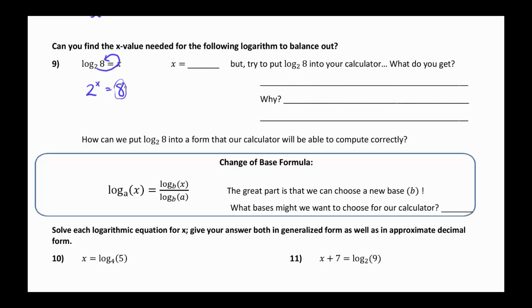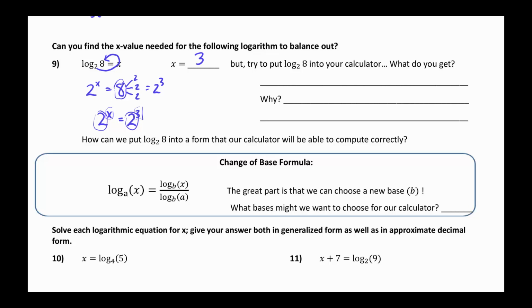Now, if you know anything about 8, 8's a very special number. 8 is 2 times 2 times 2. So it's equal to 2 to the 3rd power. Now, if you set this up, 2 to the x, and rewrite 8 as 2 to the 3rd, notice what happens with our bases. They're exactly the same. So if the bases are the same, then these exponents should also be the same. So 2 to the x equals 2 to the 3. That means x has to be 3.